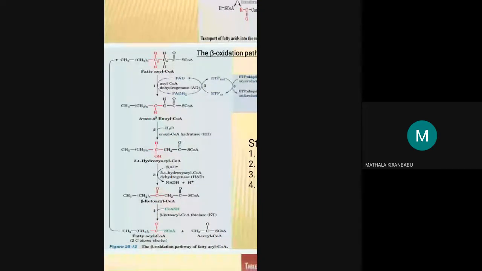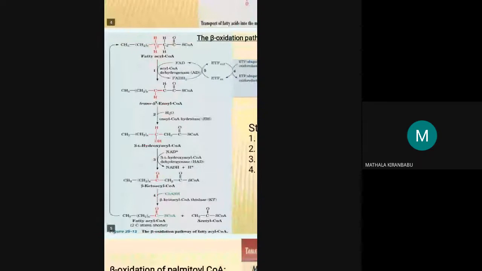7 into 2, 14 carbons are removed. After 7 cycles, the resultant compound is also just 2 carbons. So there is no need for the 8th cycle. Understood? 7 cycles are sufficient in this way.